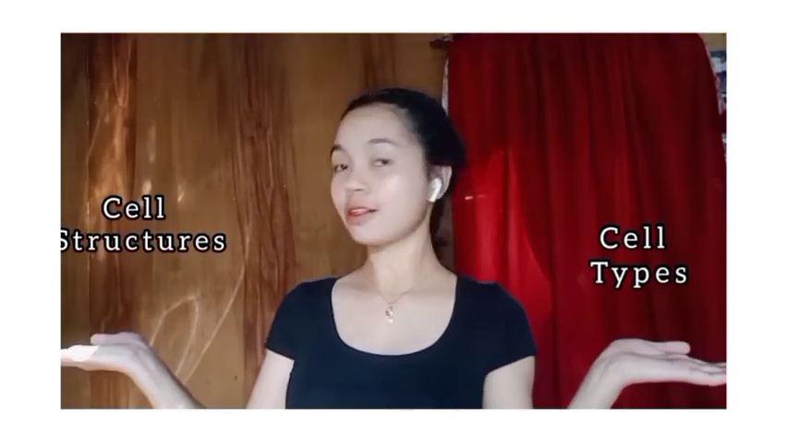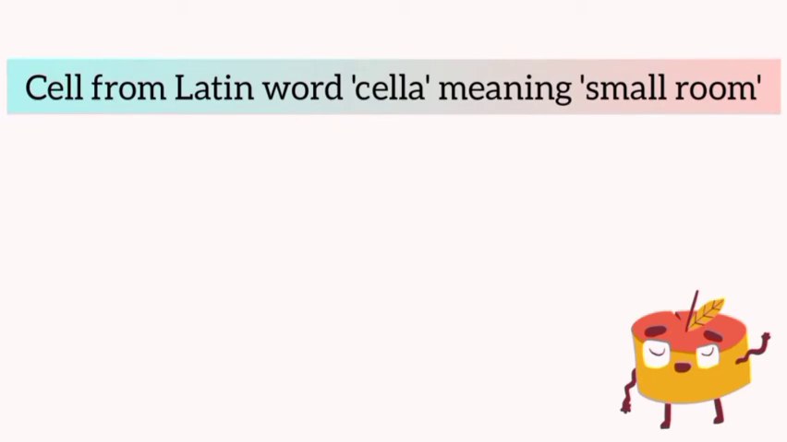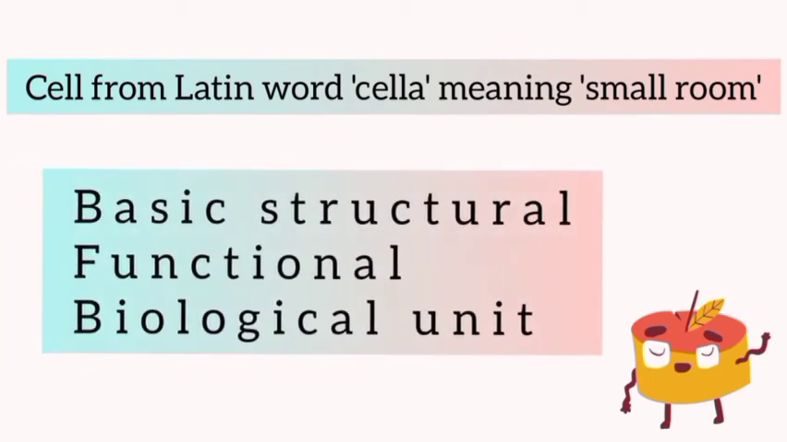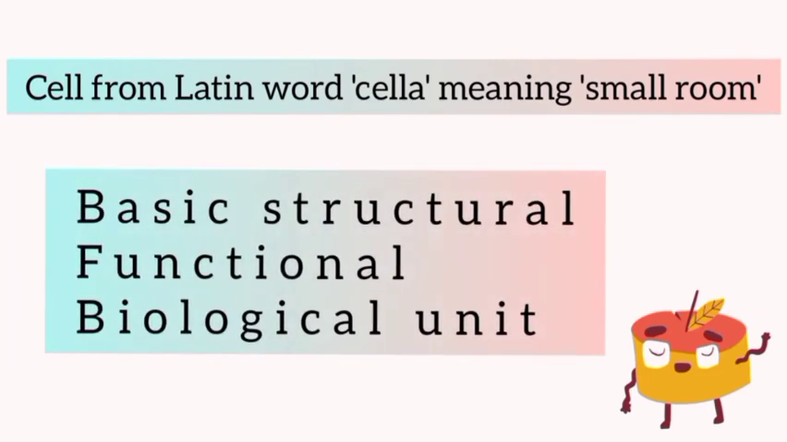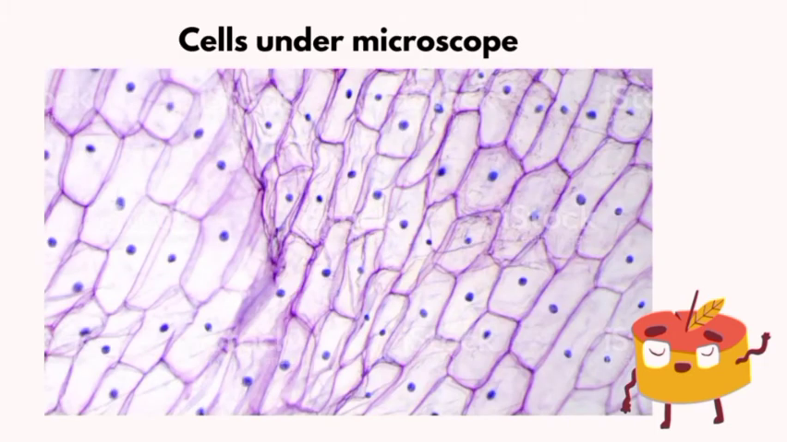So for today's video, I am going to tackle cell types and cell structures. But before that, let's know first what is a cell. Cell, from the Latin word cilia, meaning small room, is the basic structural, functional, and biological unit of all known living organisms. The cell is actually too small to see with the unaided eye. It is visible here in such detail because it is being viewed with a powerful microscope.